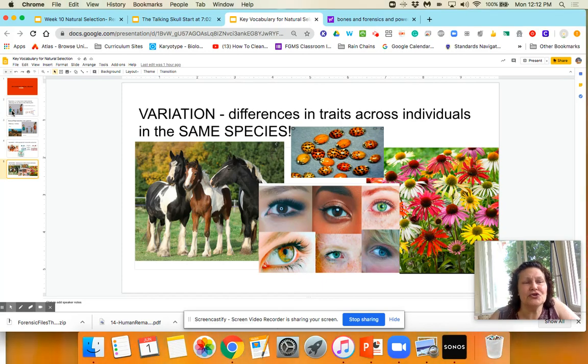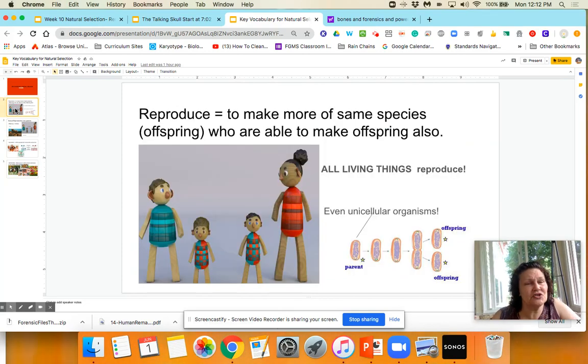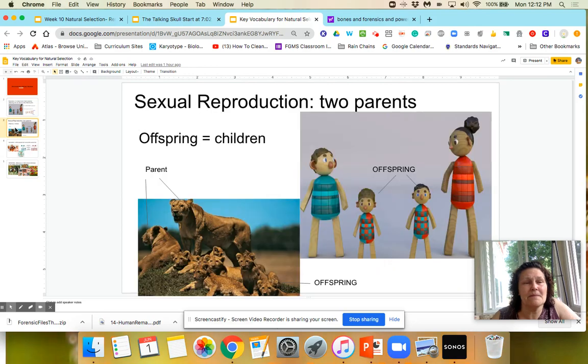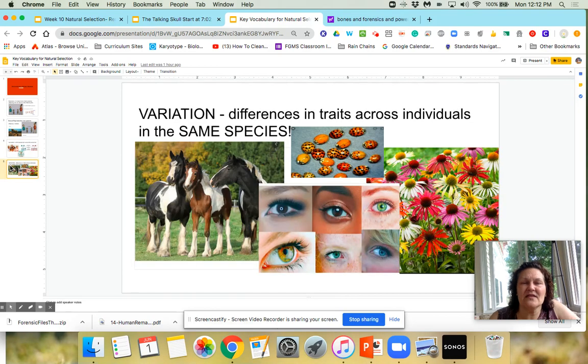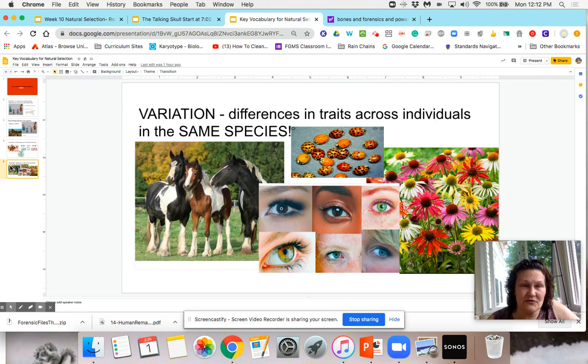Your terms are: reproduce, to produce more babies. Sexual reproduction, two parents. Generation, individuals in that species born around the same time. And the last one is variation, which is differences in those traits. Those are the vocab words that you want to have your head wrapped around for this section.